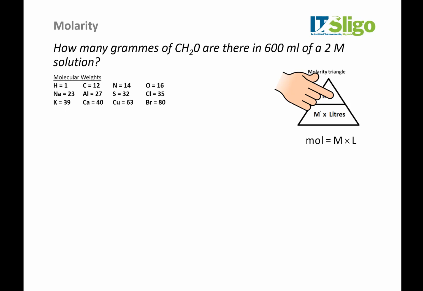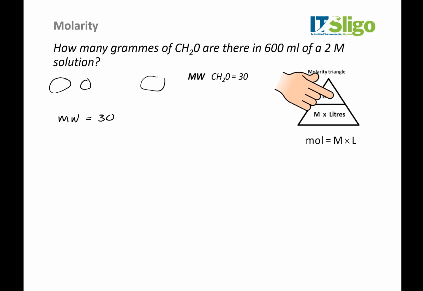We need to get the molecular weight. We have 1 carbon, 12, we have 2 hydrogens, 14, and we have an oxygen. So the molecular weight of formaldehyde is 30. Now, we can't use that at the moment. But first thing we're going to do is work out our moles.